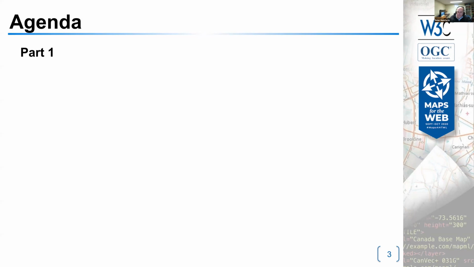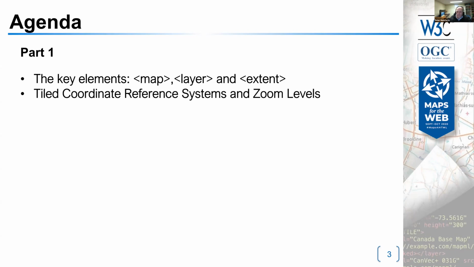I've got more to talk about today than I have time for, so I'll cover some of the big ideas first. To begin, I'll talk about the key elements of the proposal, the map layer and extent elements. Then I'll spend time talking about tiled coordinate reference systems, or TCRS, because understanding those concepts is key to making sense of most of the proposal.